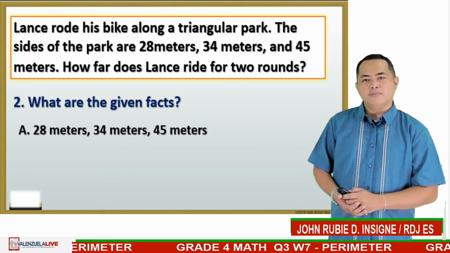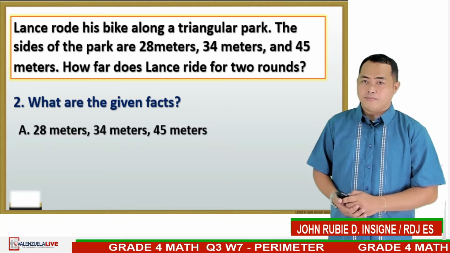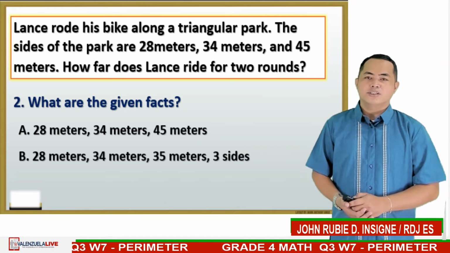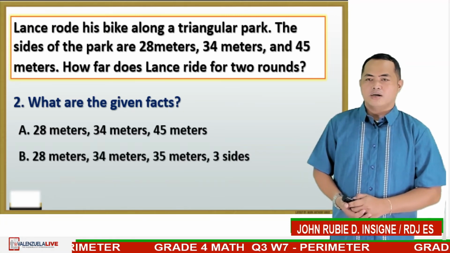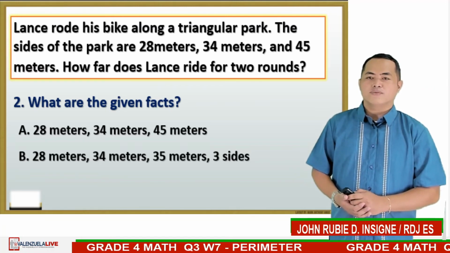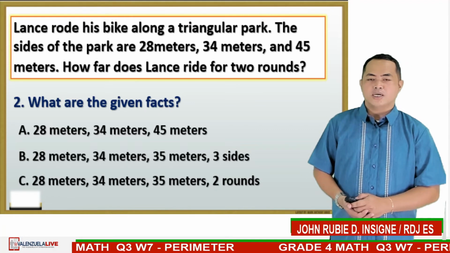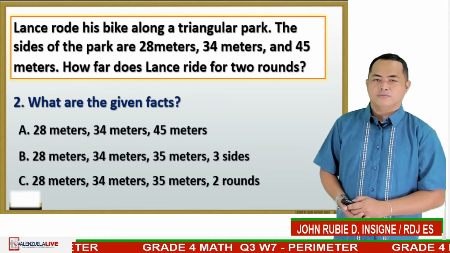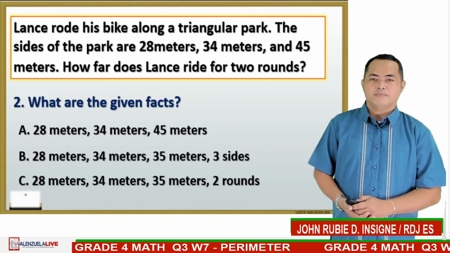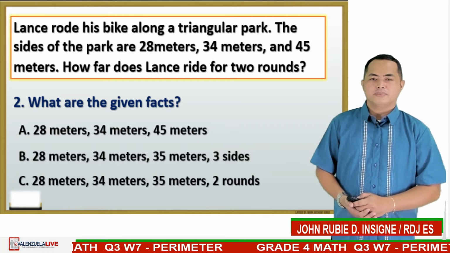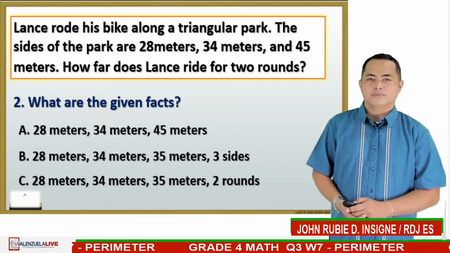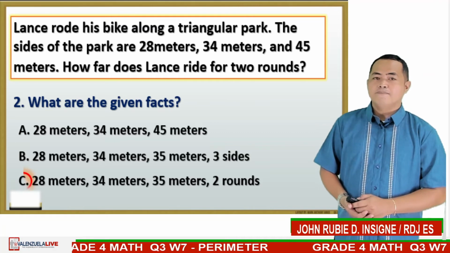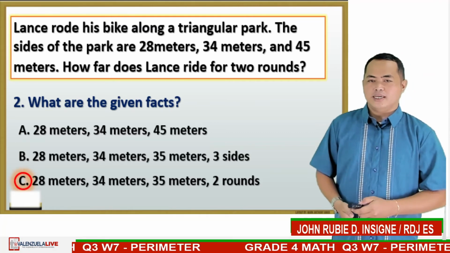A. 28 meters, 34 meters, and 45 meters. B. 28 meters, 34 meters, 35 meters, and 3 sides. Or letter C. 28 meters, 34 meters, 35 meters, and 2 rounds. Your 5 seconds timer starts now. What is your answer? Is it letter C? If your answer is letter C, that is correct.